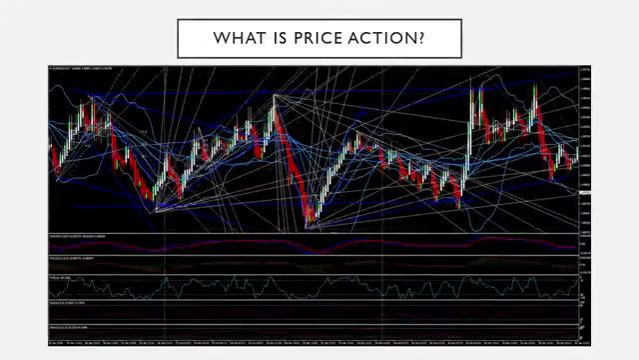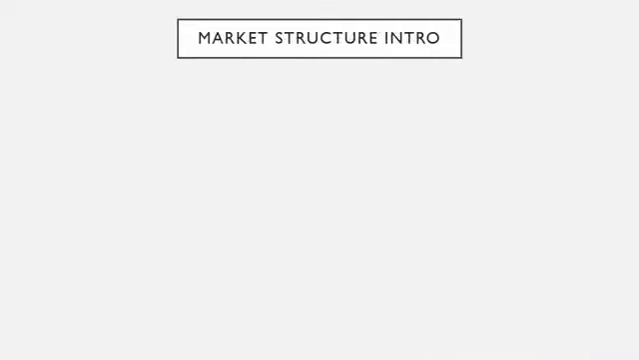Right? So again, we don't want to be way too overcomplicating it with lots of trend lines, lots of indicators, and lots of that stuff. So again, in this lesson, we're going to keep it simple. We're going to keep it clean and of course, powerful. So let's get into market structure.